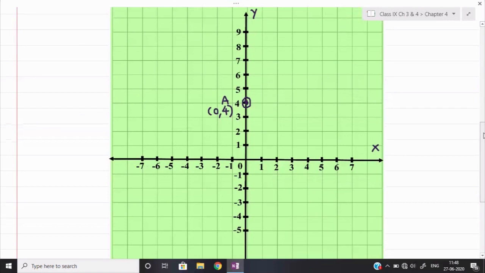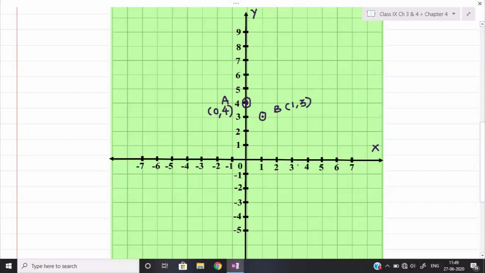Now second point is 1, 3. So let us mark the point 1, 3. On the x-axis, first we shall search where is 1. 1 is lying here. So from 1 I will go in the upward direction, and at 3 I will mark it. This is 1, 3. So this point I will say it is point B, and the coordinate of point B is 1, 3.